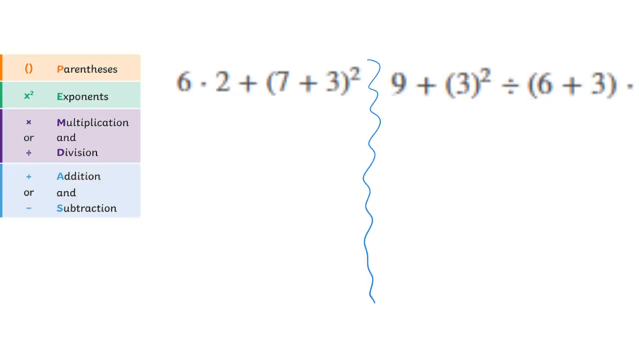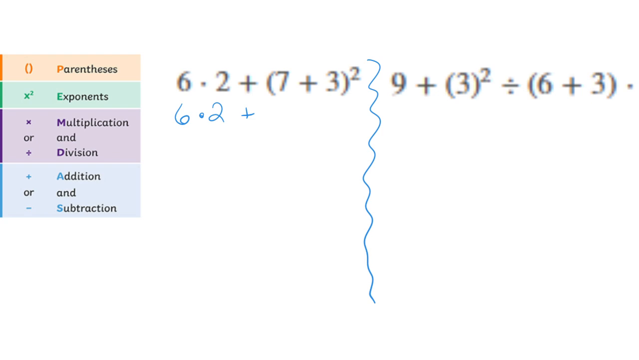All right, so now on this one, I do see the parentheses. They're happening right here. So that means I'm going to complete whatever work is inside of those parentheses first. So I'm going to leave everything else there, 6 times 2 plus, and then I'm going to do 7 plus 3, which is going to get me a 10. And then that 10 is getting squared, which would be the next thing because exponents come next.